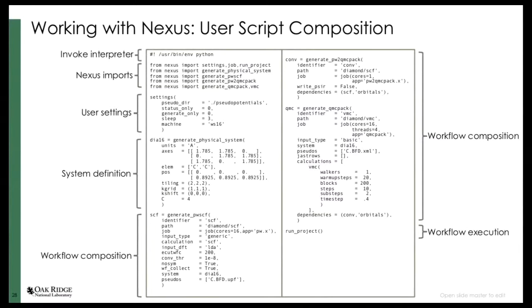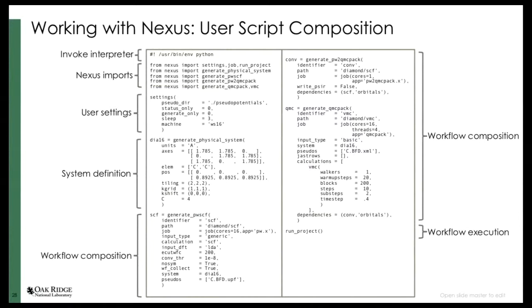You have a number of import statements from the Nexus module. So a function to give Nexus settings, to specify what jobs you want to run, and a function to run your project, and then the input generators come next. Well, I should say one to generate what physical system you're running on, whether it's diamond or a molecule or whatever else, and then input generators for PySCF, the conversion code, and QMCPACK itself.